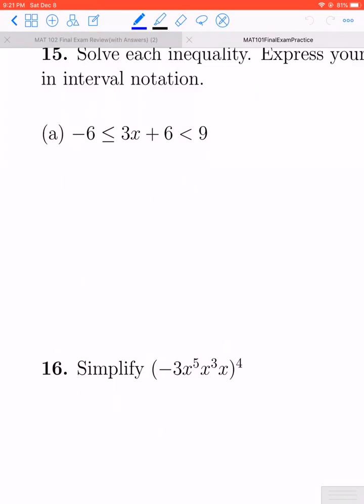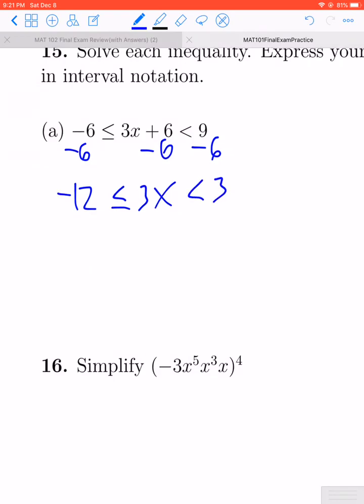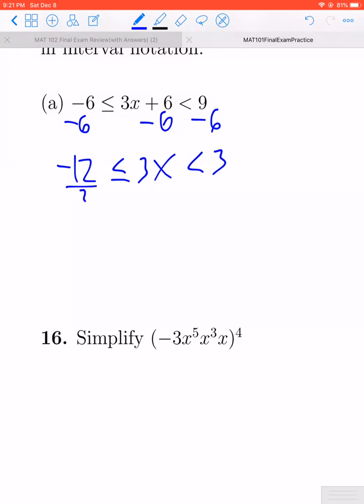To get the x by itself, I would need to get rid of this positive 6. So I'm going to subtract 6 from all three pieces. Negative 6 minus 6 is negative 12, is less than or equal to 3x, is less than positive 3. I have one more step to get the x by itself. I need to divide every single piece by positive 3. And I get negative 4 is less than or equal to x is less than 1.